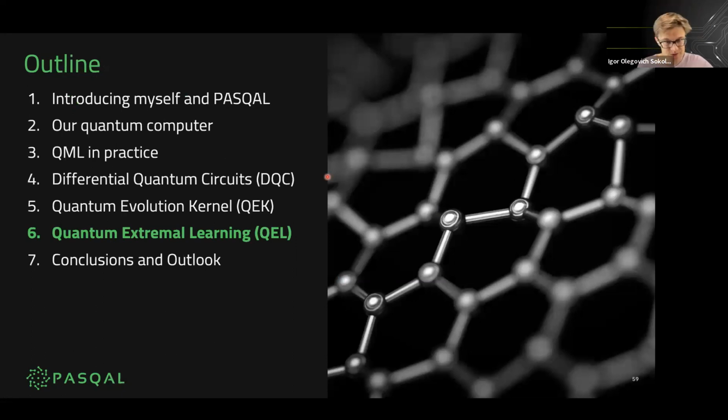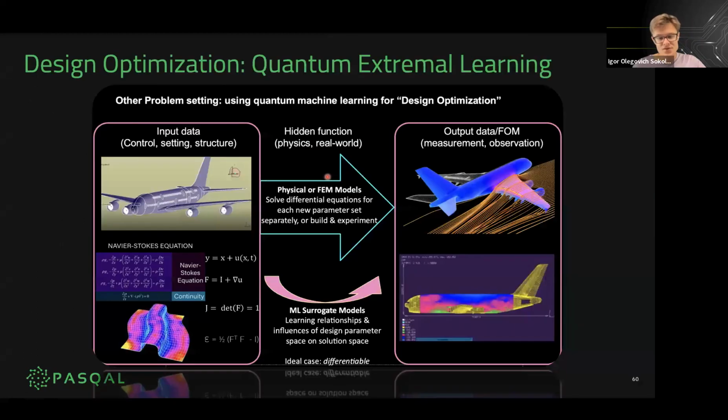I want to approach the other part of the talk, which is now we are back more to the differential circuits part. The circuit learning is quantum extremal learning. In this learning task, we try to extremize now towards the input.